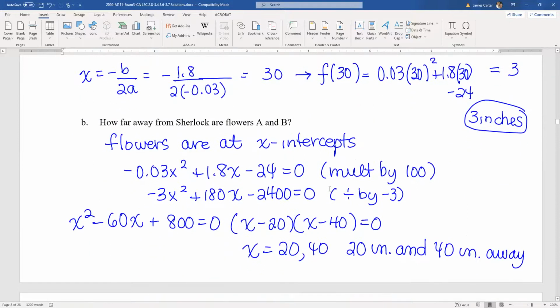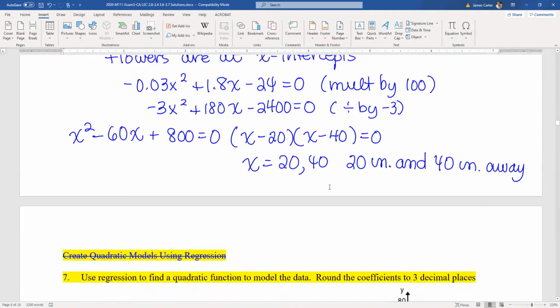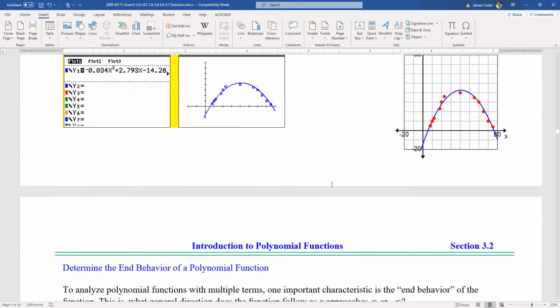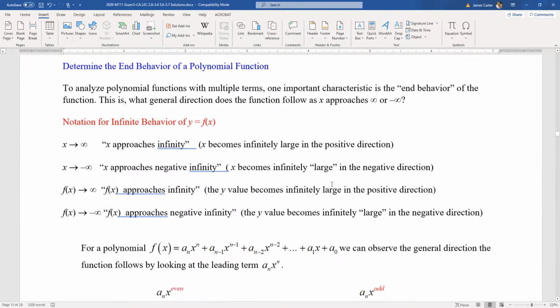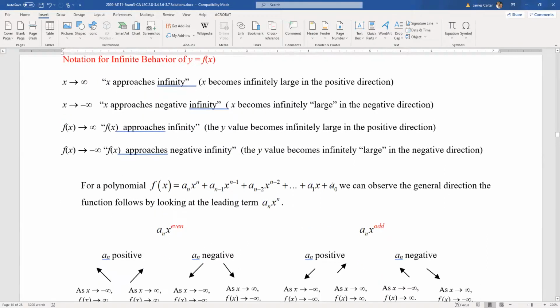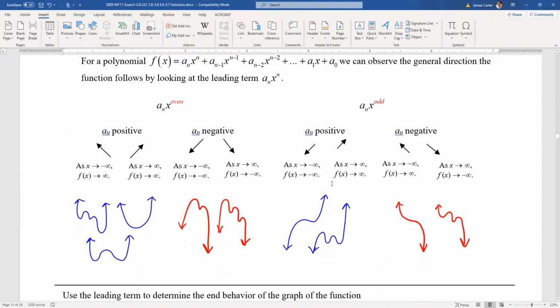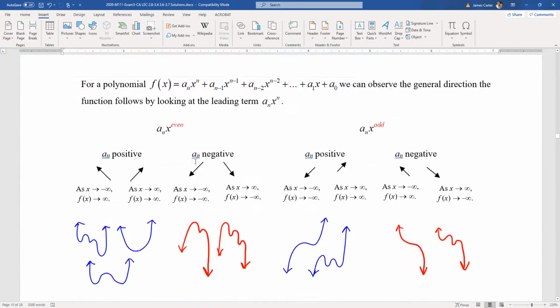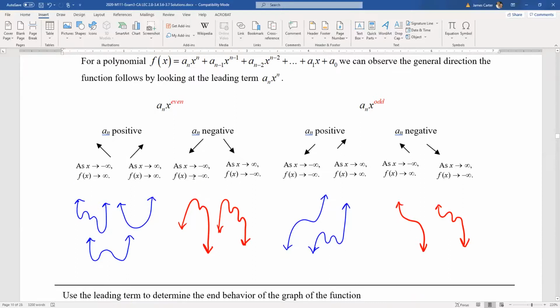Here was just a word problem that we actually went over in class. Okay, we're going to determine end behaviors. All of this is math speak on what qualifies. Now, here's the real stuff.